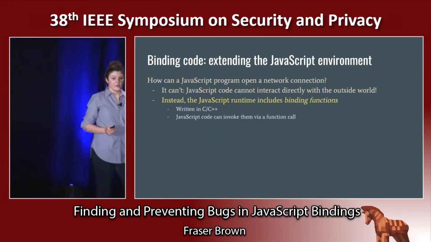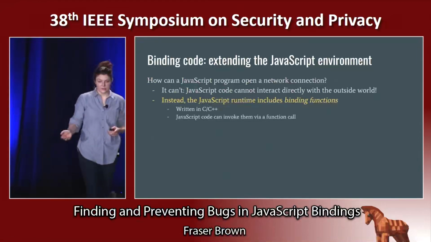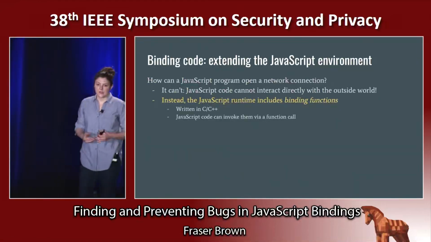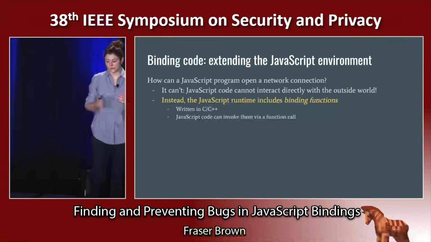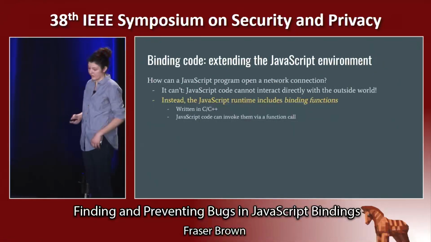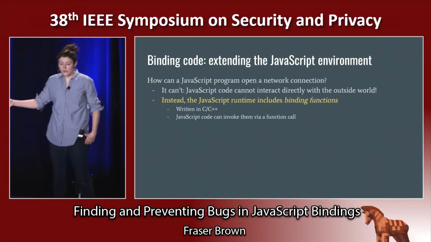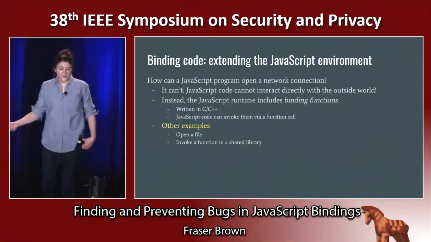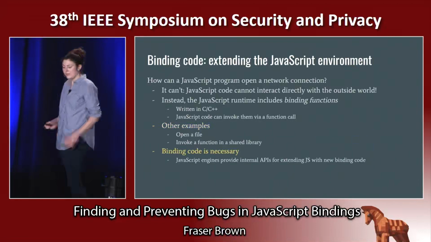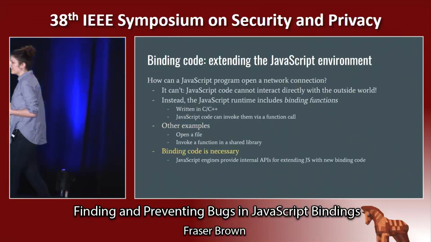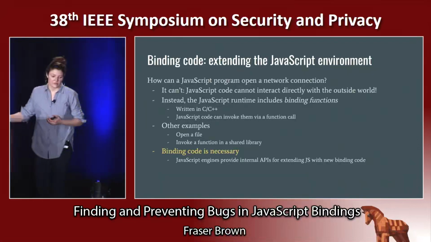And that's where binding code comes in. It's written in a lower level language, like C or C++, so it can open a network socket in the usual way. But we're able to call it directly from JavaScript via a normal JavaScript function call. And so that allows us to do everything from open up this network connection to open a file to invoke a function in a shared library. And in fact, binding code is really pervasive because it's necessary. We need it any time we have to reach outside of interpreter world.